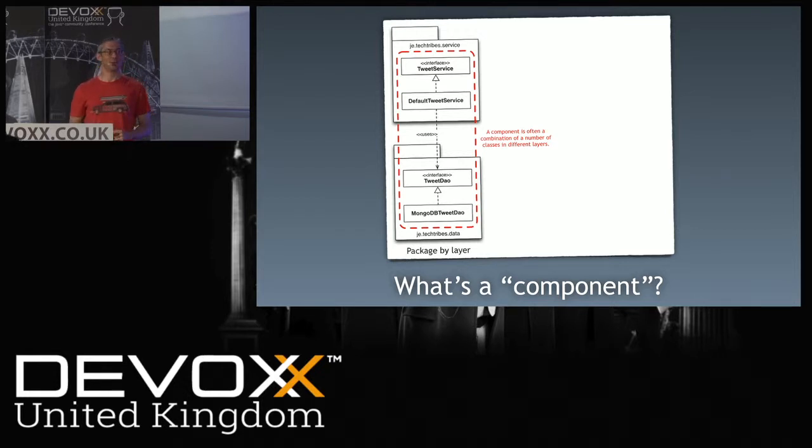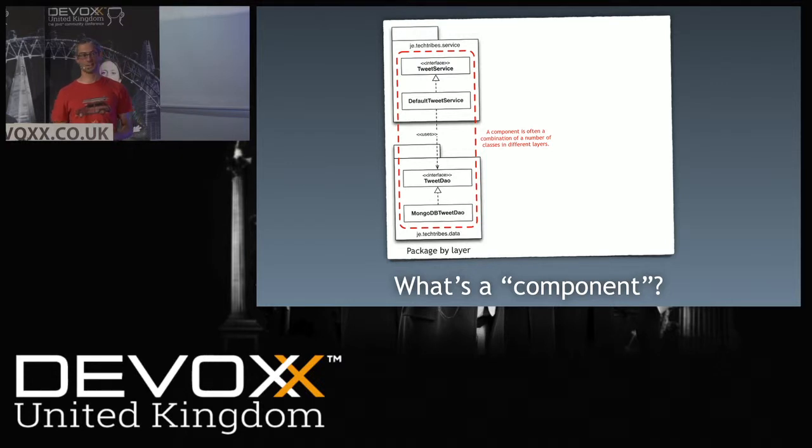Where's my tweet component gone? Doesn't exist. The tweet component is really a kind of logical, fluffy grouping of two things in two different layers. Do you see what I've done here? This is a great example of the model code gap in action. My diagram says one thing, there's one box for tweet component. My code says something completely different.